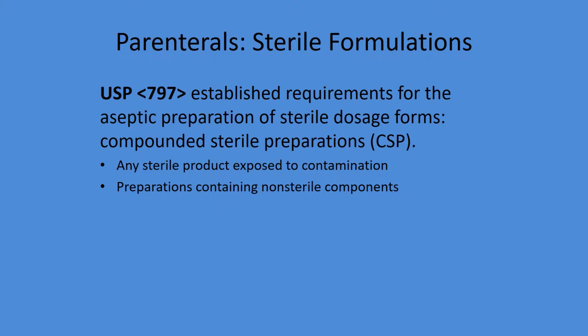Regulation for sterile compounding. So USP Chapter 797 will outline all your requirements, and Chapter 800 will outline all your requirements for hazardous substance compounding. Everything that you make must be labeled as sterile or compounded sterile preparation. So if it's not sterile, then it would be adulterated and mislabeled.